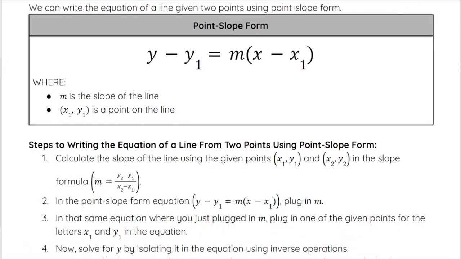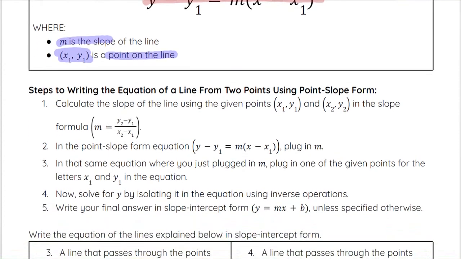As a reminder, point slope form is this: y minus y1 equals m times x minus x1. And again, just as a reminder, m is the slope. x1, y1 is just a random point on the line. It is not necessarily the y-intercept like b is in slope-intercept form. So just keep that in mind.